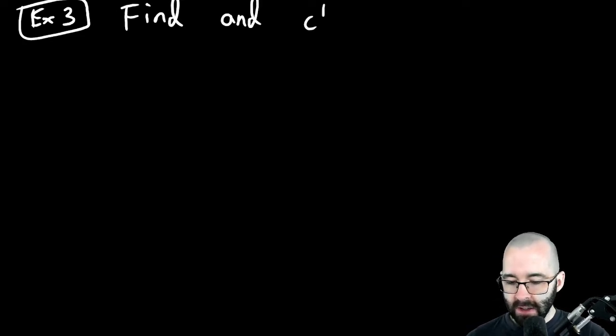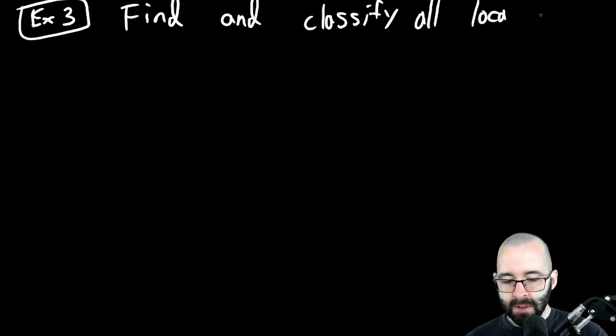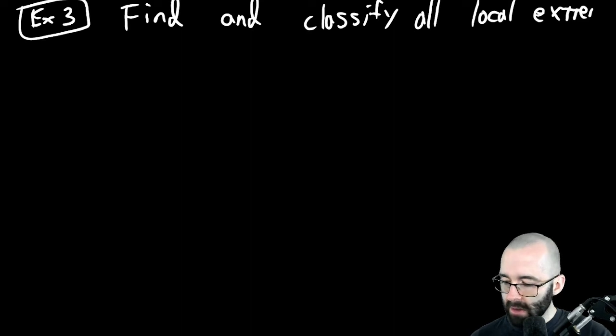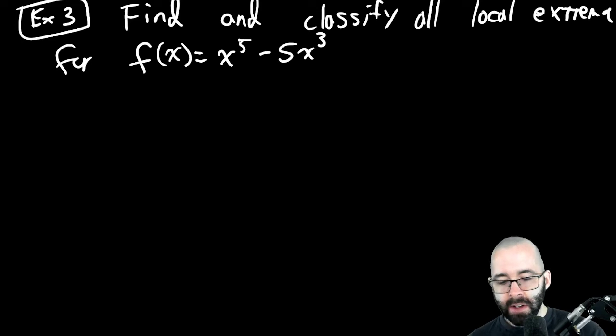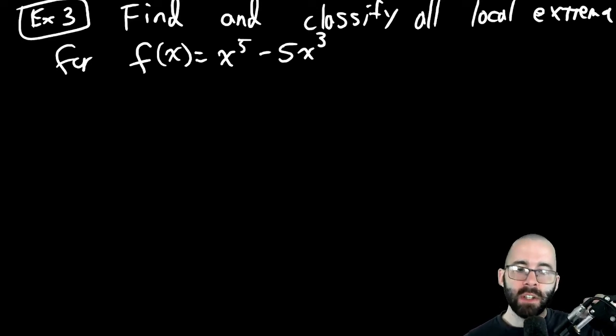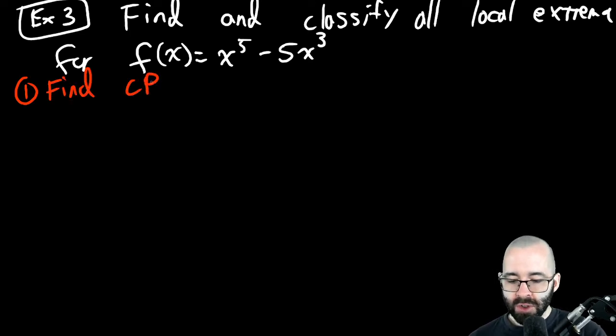Let's use it. Example 3. Goldfish day. Find and classify all local extrema for f of x equals x to the 5th minus 5x cubed. So how do we find them? Look at critical points. That's true whether using the first derivative test or the second derivative test.